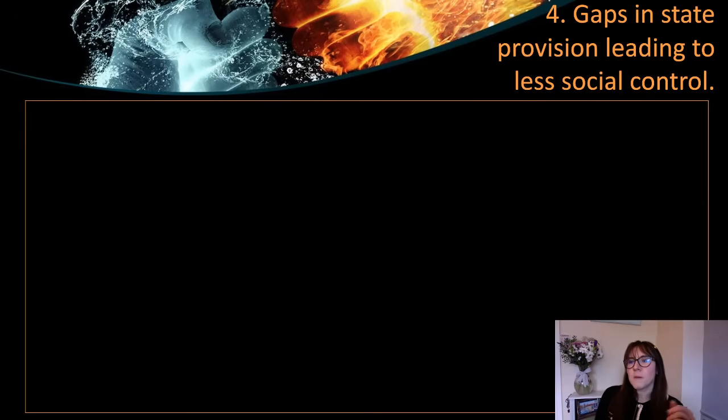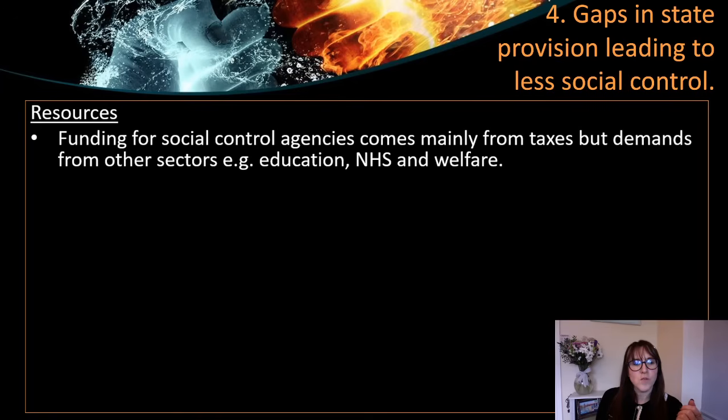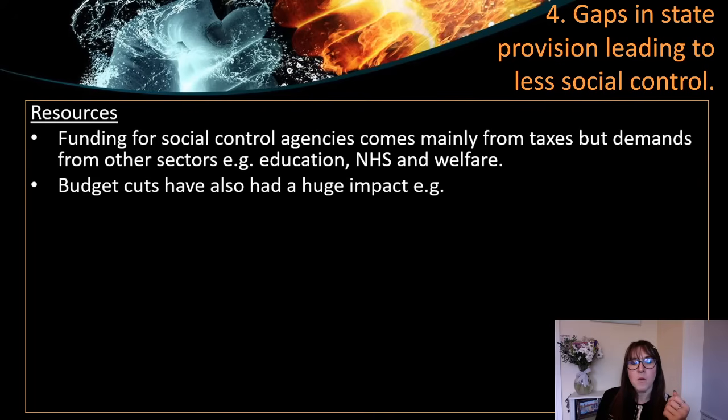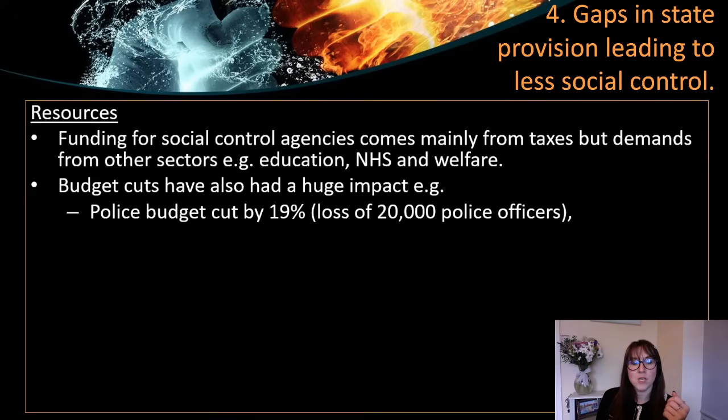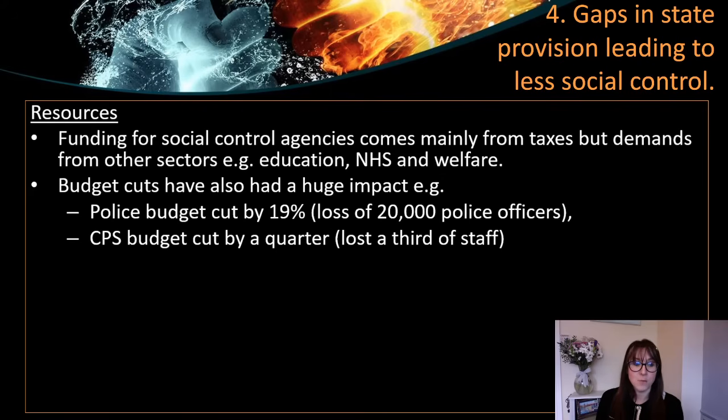Number 4, the gaps in state provision leading to less social control. The resources, funding for social control agencies comes mainly from taxes, but demands from other sectors as well, education, NHS, welfare. Budget cuts have also had a huge impact on the police. We already know from other areas that police budget has been cut by 19%. That's a loss of 20,000 police officers. That means there's less people policing the streets.